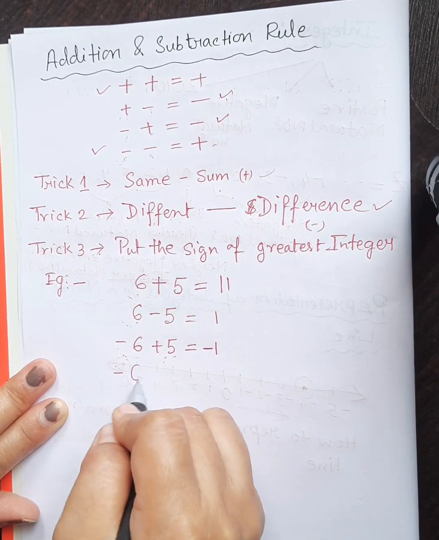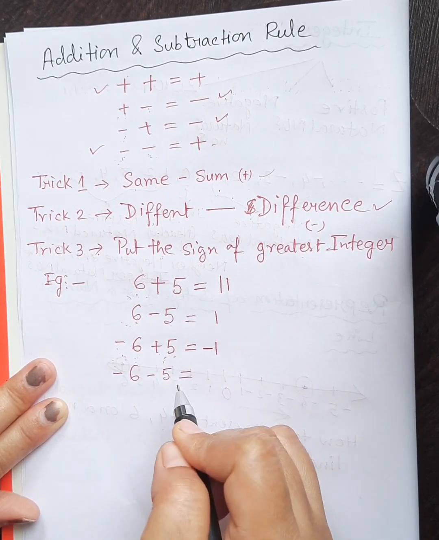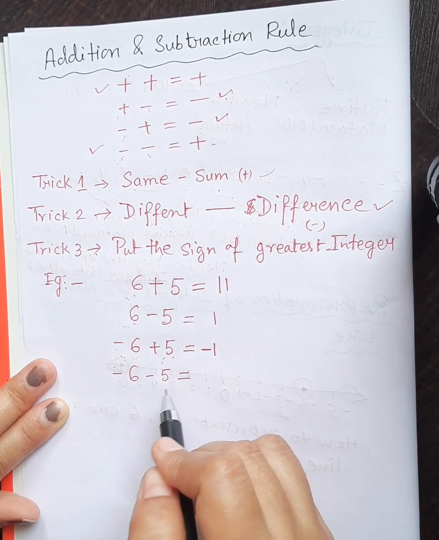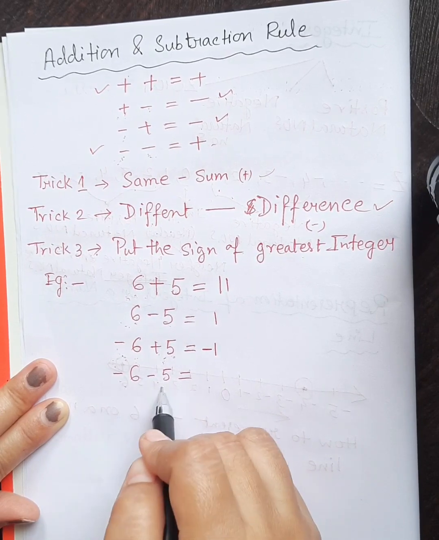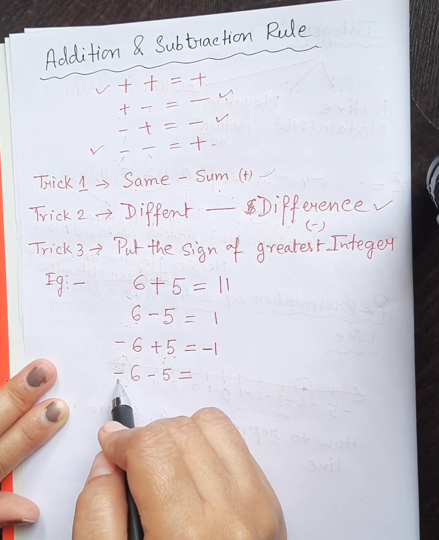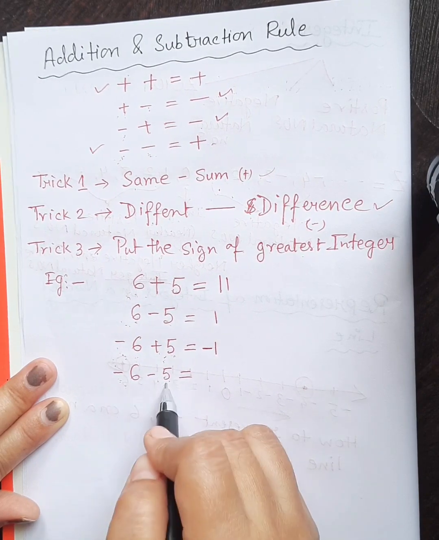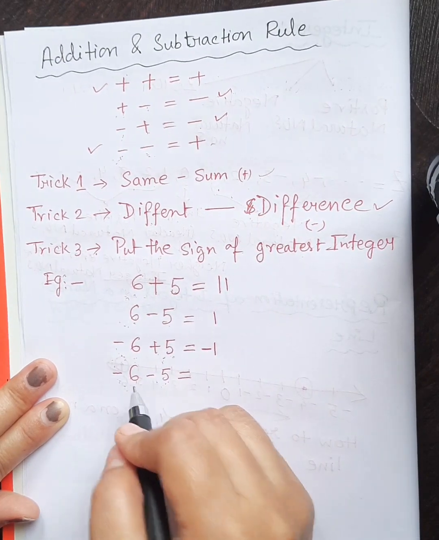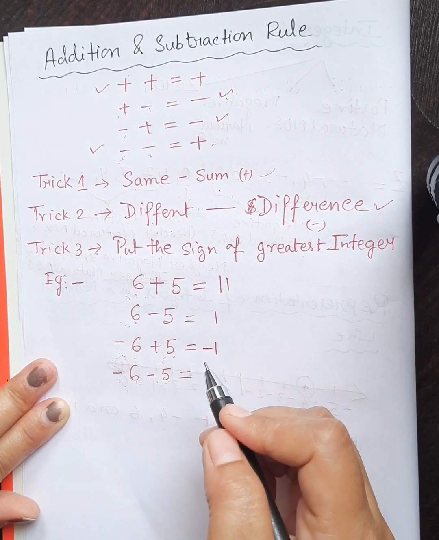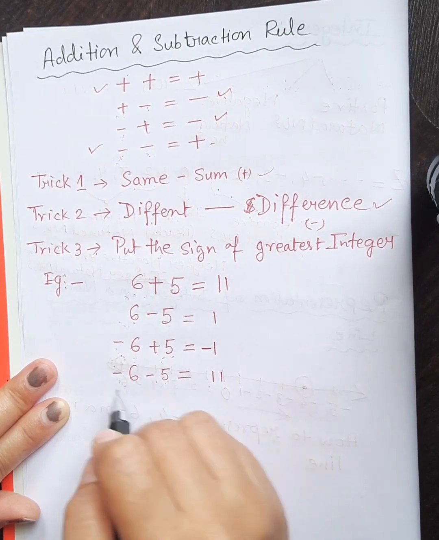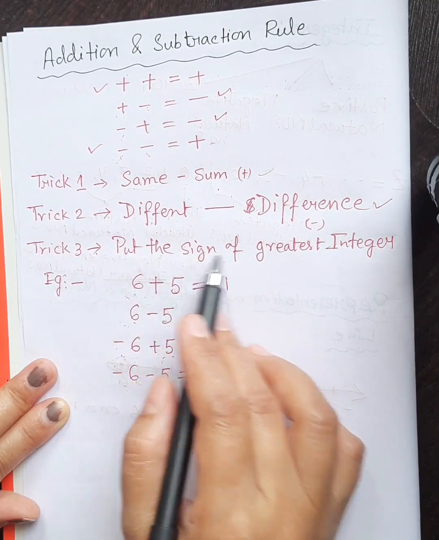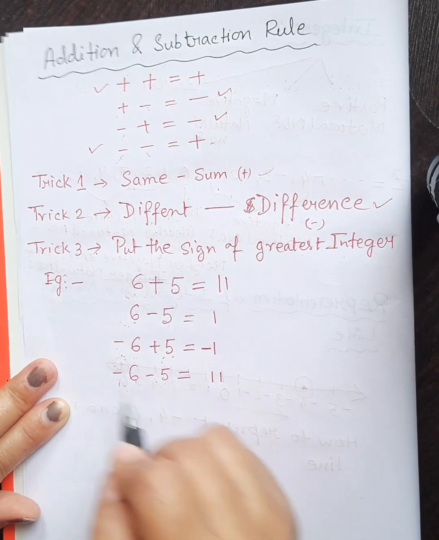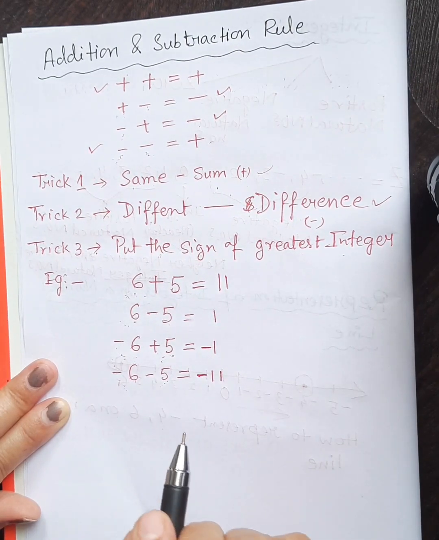If I take the next example, minus 6 minus 5. See, are the signs of both the integers different or same? They are the same, because this is minus 6 and this is minus 5. Same means sum. We can find their sum: 6 plus 5, 11. And what is the sign? Put the sign of the greatest number. Trick number 3 we can apply. What is the greatest? 6. Before 6 which sign? Minus, and simply add the minus sign.